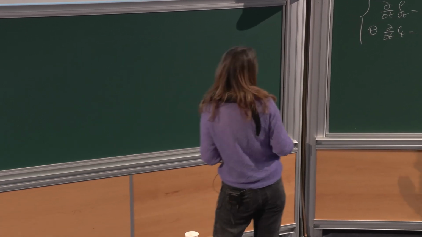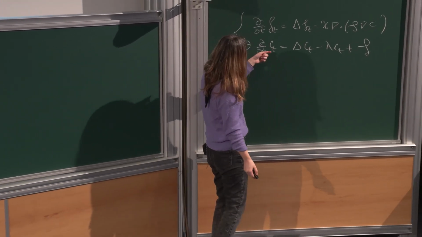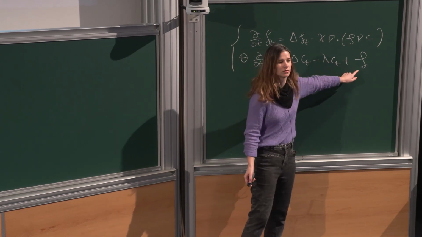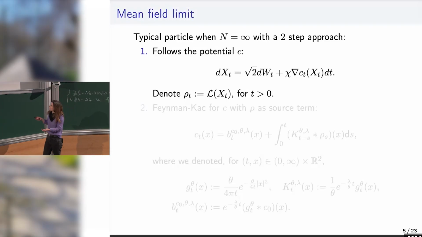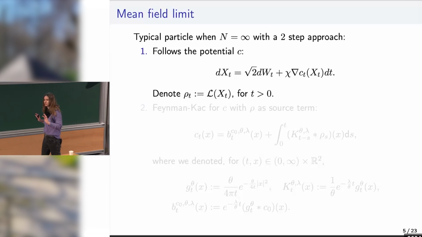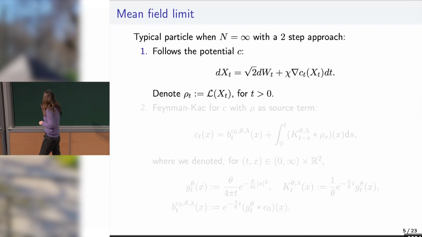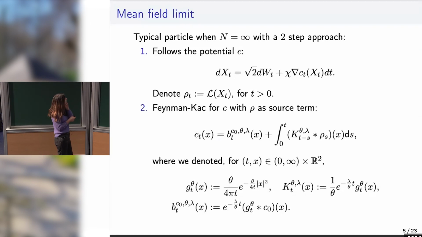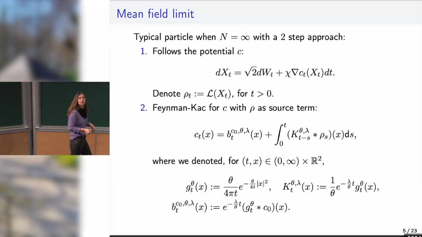But then on the other hand, C is not really given. C solves this kind of equation where rho is the source, okay? So the strategy of decoupling that I proposed earlier, before this work, was that we could just, for C, write a Duhamel form, okay?